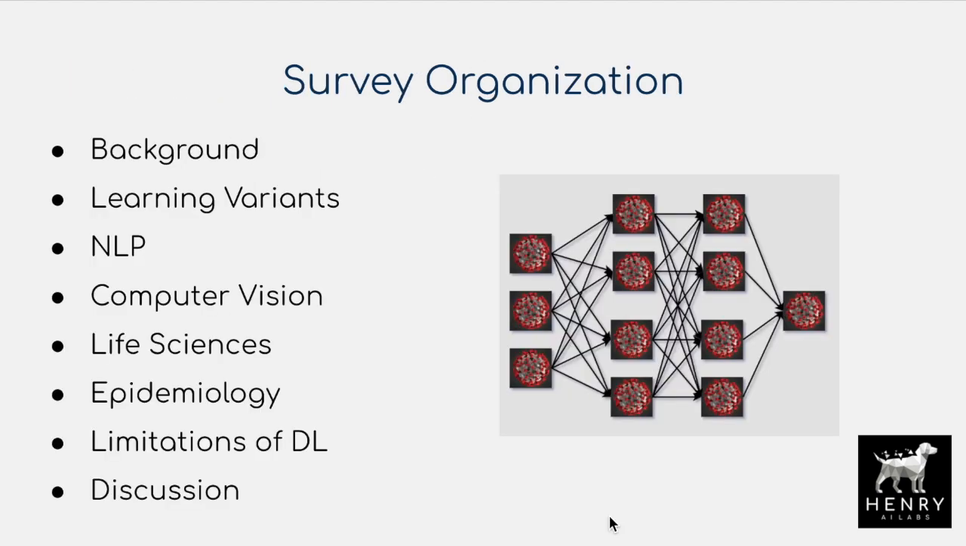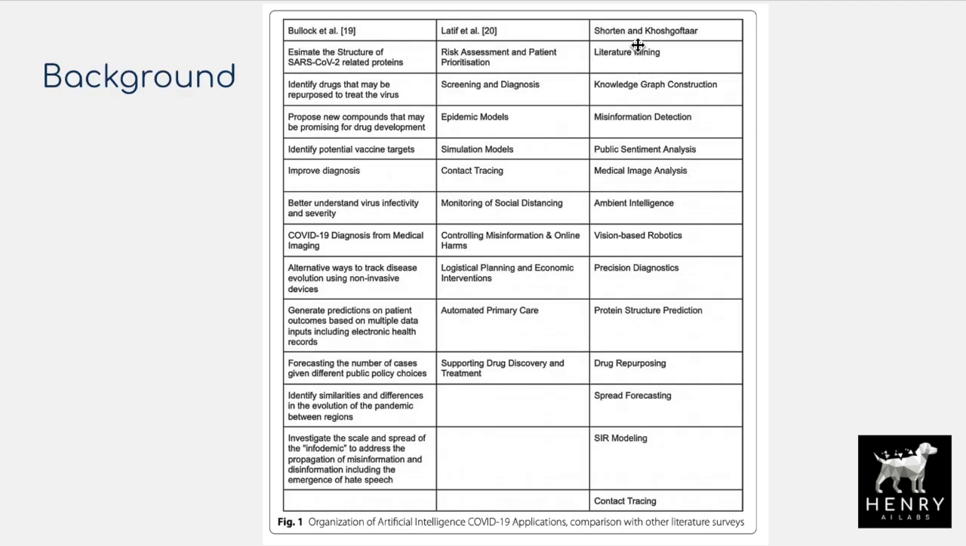So as a quick reminder, this is the organization of the survey. I have about 78 slides for this presentation, so I expect this to be a very long video. So it will be time-stamped in the video if you want to skip ahead to particular areas that are interesting to you. As a background, these are the applications that we cover compared to other survey papers reviewing the use of data science and machine learning for COVID-19.